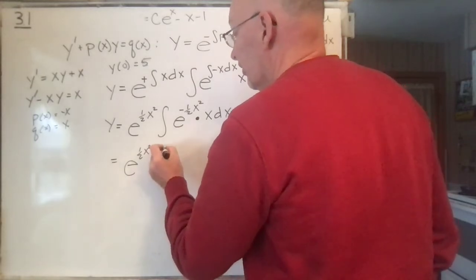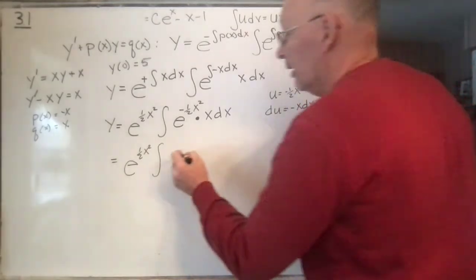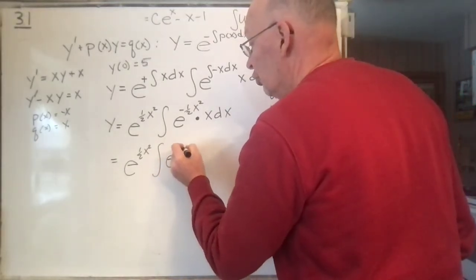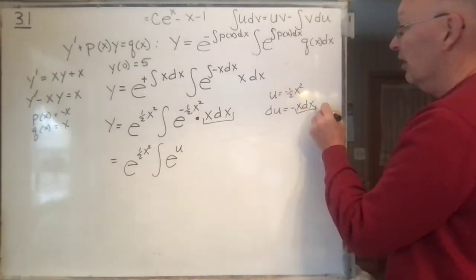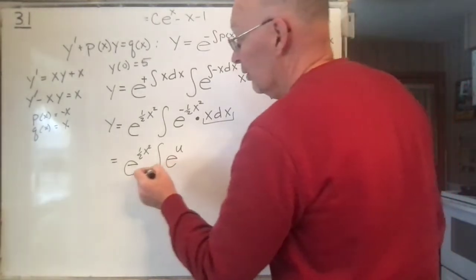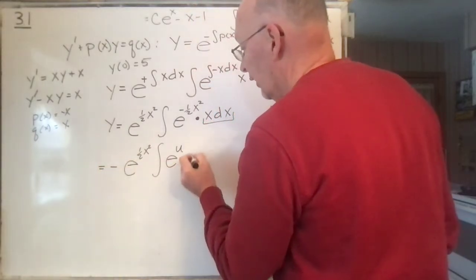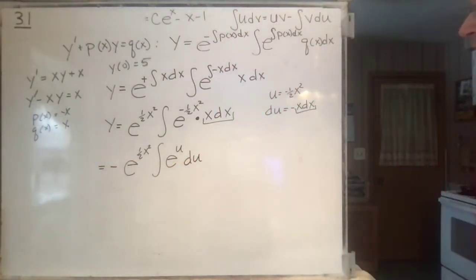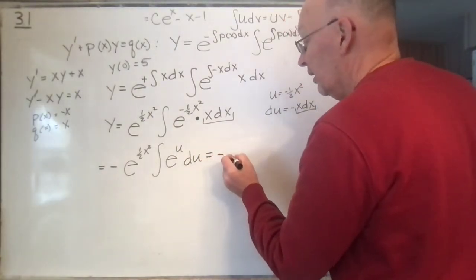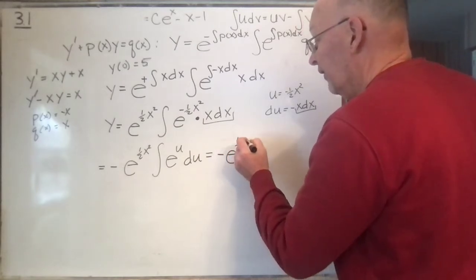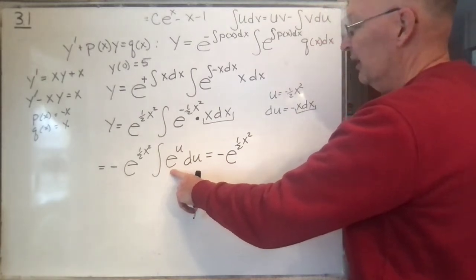See that? So right here, I'm just going to get e to the negative 1/2 x squared. Okay, now, what's this going to become? This is going to become e to the u, and then x dx is going to be a negative du. So I can bring the negative out front, and there I have a du right there. That's just your antiderivative. What's the antiderivative of e to the u?